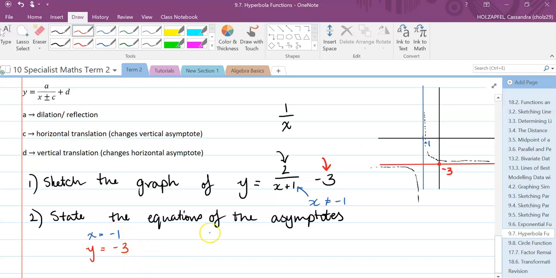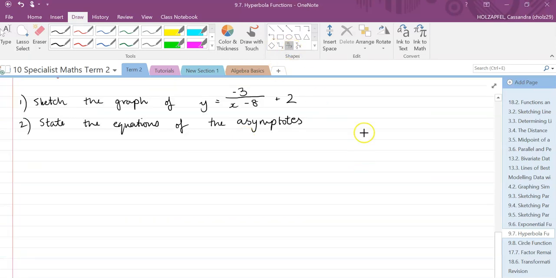Alternatively, if we couldn't determine that from the graph, what we could do to find our x and our y asymptotes is substitute in x is equal to 0 and y is equal to 0, and that should be able to tell me where those points are going to be. Let's go ahead and do another question.